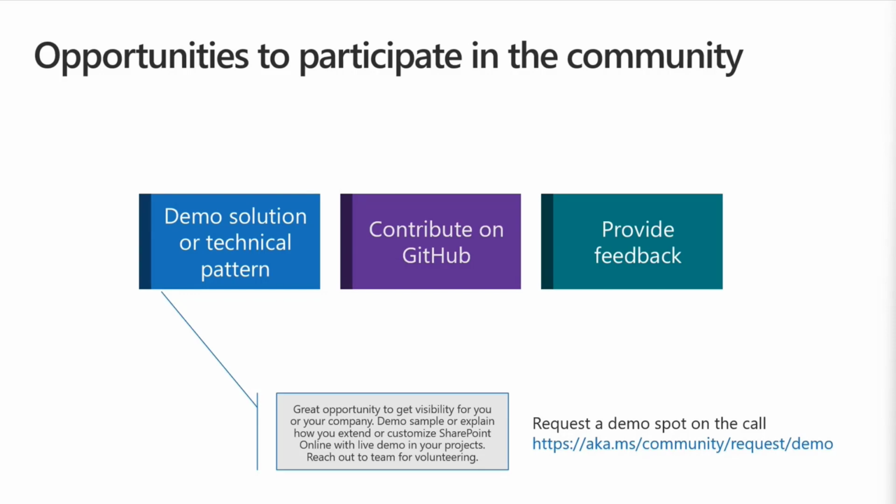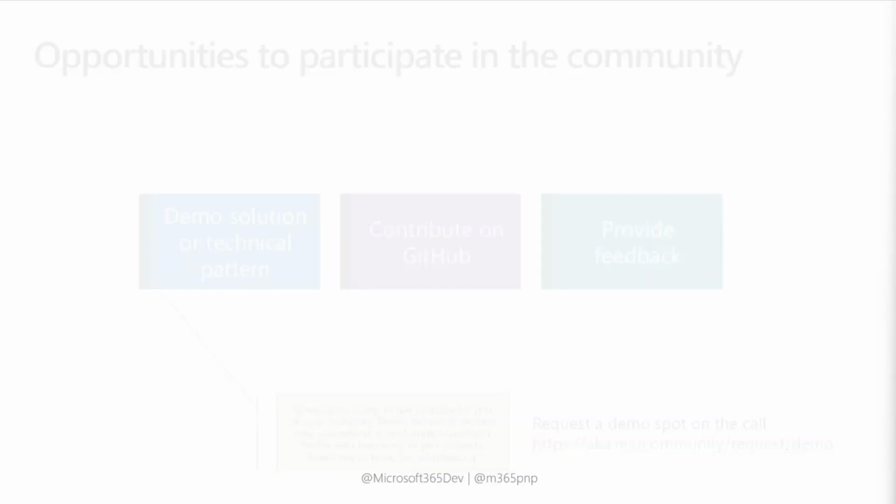Now, you can actually request to do a demo spot on the call by going to aka.ms/community/request/demo. And let's talk about the open source initiatives that we have.